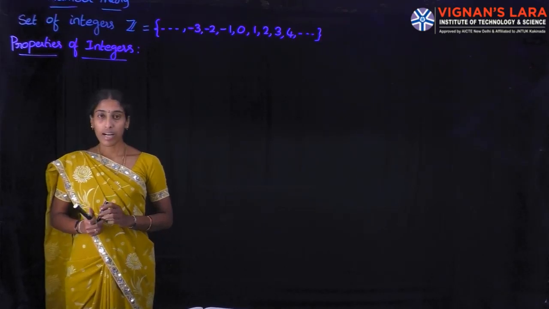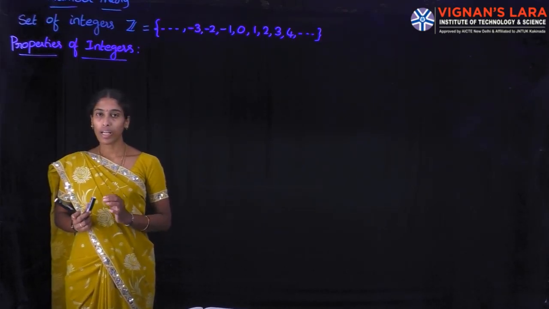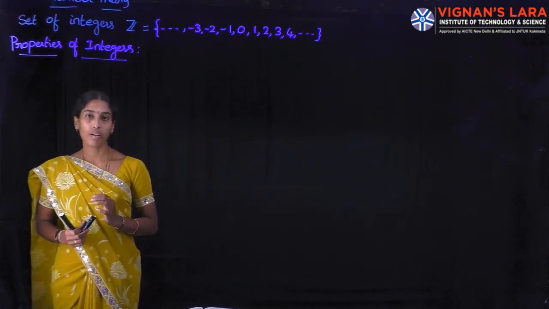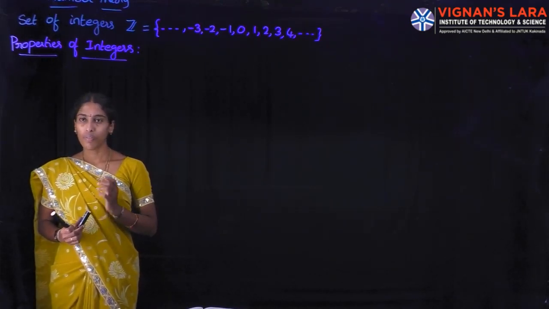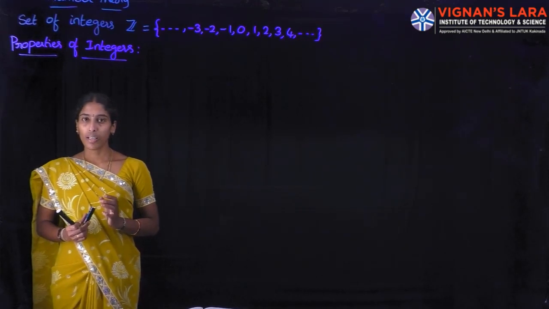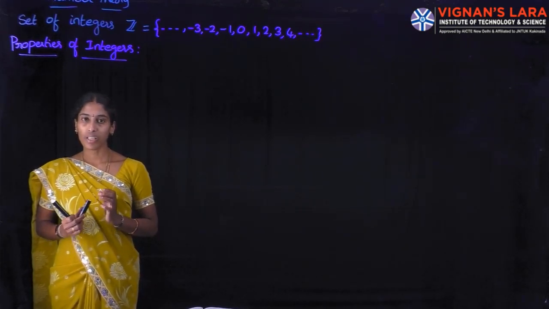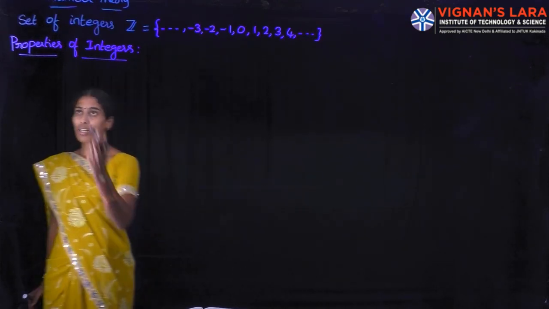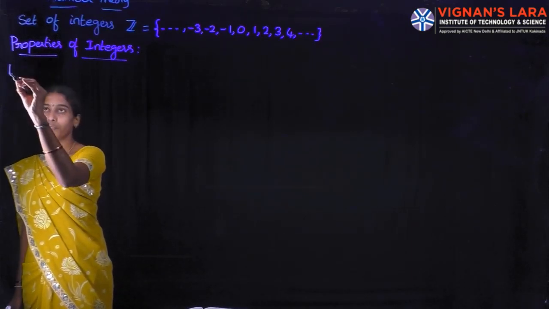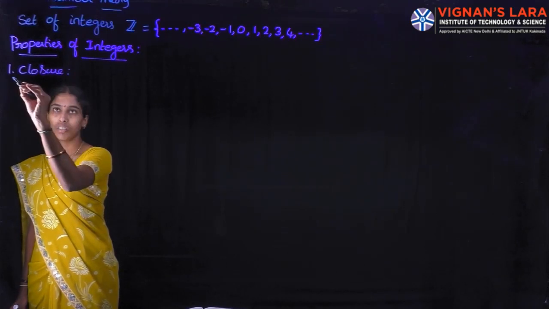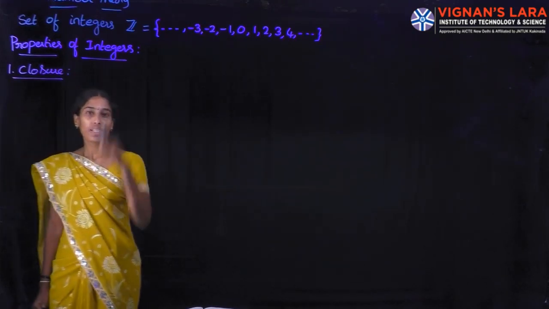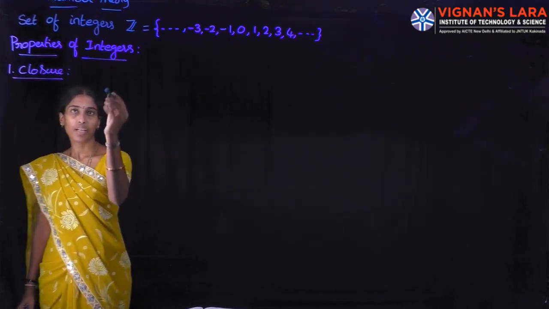Unless and until you know the definition clearly, we can't solve problems or prove the theorems or results. So the definition is very important. You need to understand the definition very clearly, right? The first property is closure property. So these are the properties of integers, right?